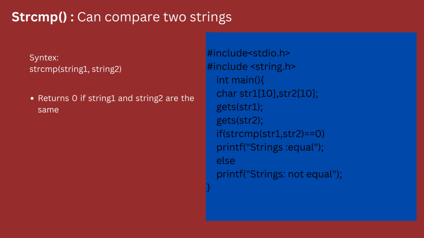So in an if statement, what do we write? strcmp(str1, str2) double equals 0. We are using the comparison operator here, and if the condition is true, it will print that the strings are equal, and if it is not equal to 0, it will print string not equal. It is also a very important function when we are using string values in our program.